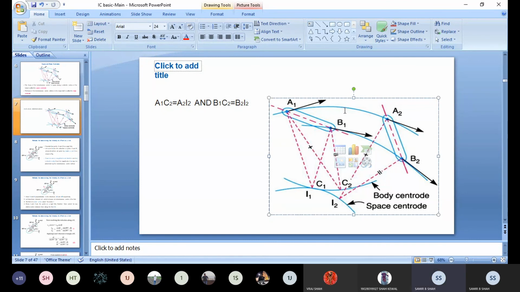Okay, now you can just verify. In a similar way, a number of positions of the point C1 can be obtained for different positions of the link A1 B1. The curve drawn through these points, C1, C2 and all the points, is called a body centroid. This is just basic information regarding space and body centroid.